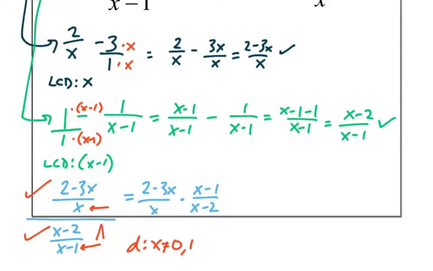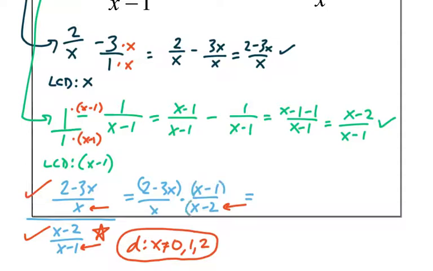But remember, we flipped this, and when we flipped it, it gave us a new denominator. Oh, joy! So therefore, x cannot equal 2. So before I think about canceling, let's do the denominators first. All right, good. Now, is there anything that I can cancel either top and bottom or diagonally?